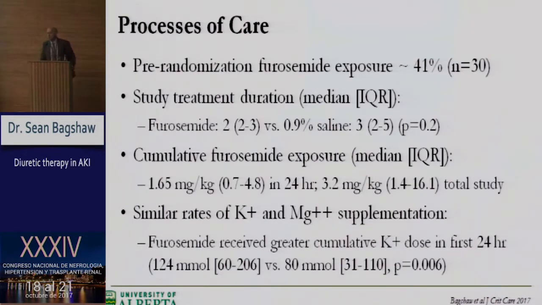In terms of some process of care interventions, we found that pre-randomization, 40% of patients in our trial had already received diuretic therapy. The study treatment duration was about 2 days in furosemide and about 3 days in the placebo group. You can see the cumulative furosemide dose was about 1.6 milligrams per kilo in those receiving furosemide and about 3.2 milligrams per kilo overall for the entire study.